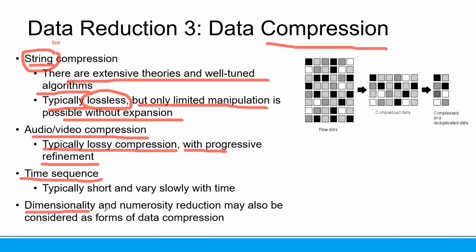So dimensionality and numericity reduction may also be considered as forms of data compression. If you do dimensionality reduction, if you have columns, you want to reduce them. And then if you have data in the rows, you want to reduce them. So you can combine those methods. That's also a kind of data compression.